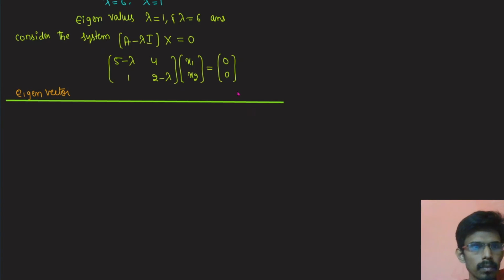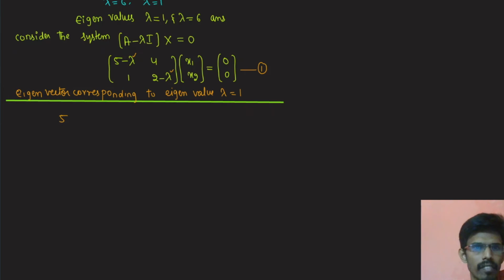Eigenvector corresponding to eigenvalue lambda equal to 1. Now put this lambda value in this equation 1. Let us take this as equation 1. Now put this lambda 1 here and here.